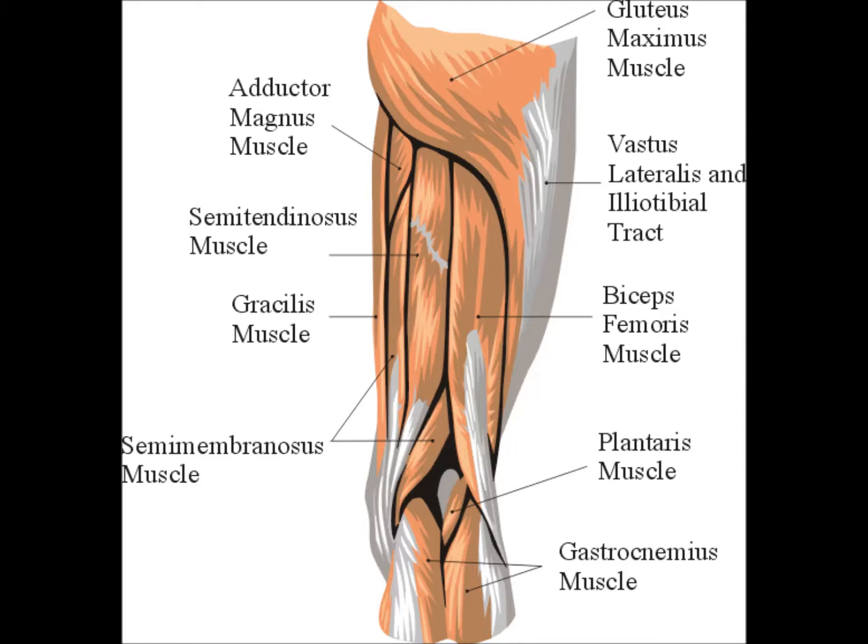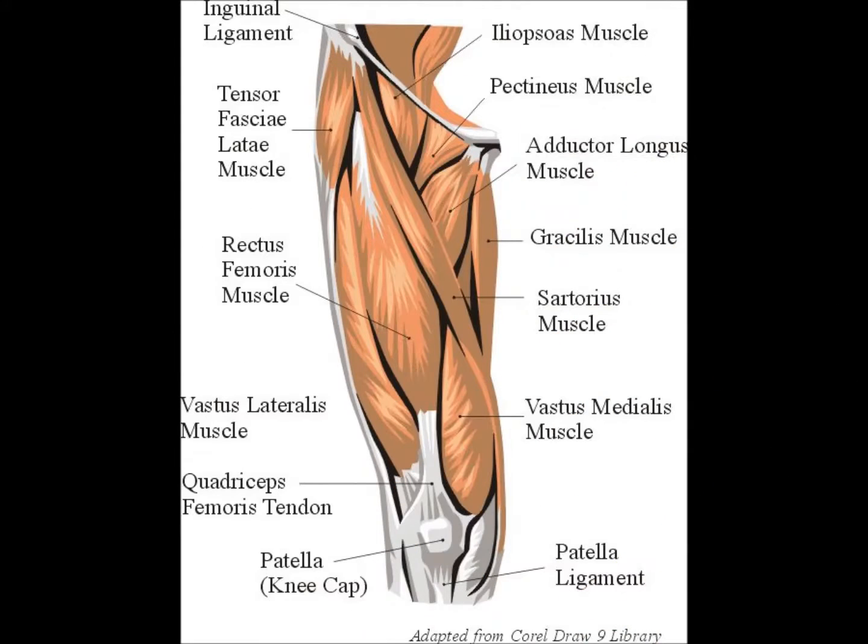The semimembranosus muscle is located on the most medial portion of the posterior leg, and then it is followed by the semitendinosus muscle, and then you have the biceps femoris muscle, which is on the most lateral aspect of the leg. And then we have a picture of the quadriceps group.